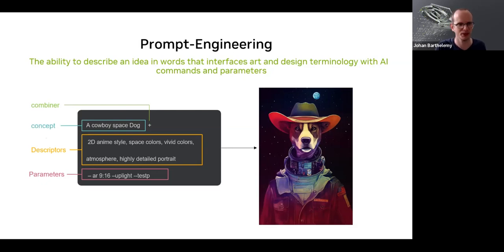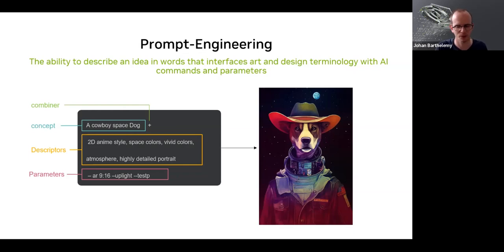Right. So prompt engineering, it's how do you write the correct question or the correct command to the AI models? Right. So how do you describe an idea in words that can interface art and design terminology with AI? So you can actually divide a prompt into different components. So on the left side, you've got a cowboy space dog plus 2D anime style, space colors, vivid colors, atmosphere, highly detailed portrait, minus some parameters.